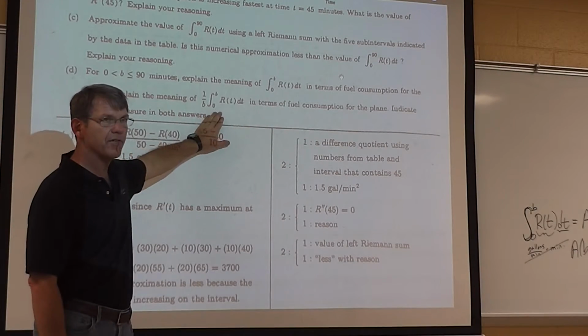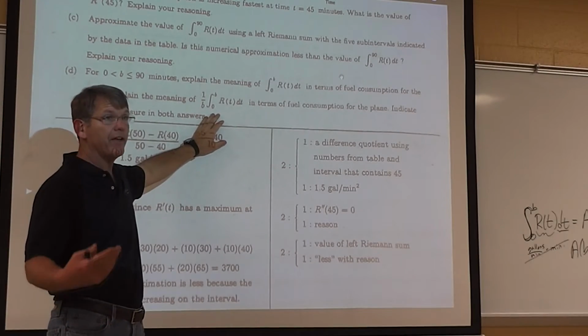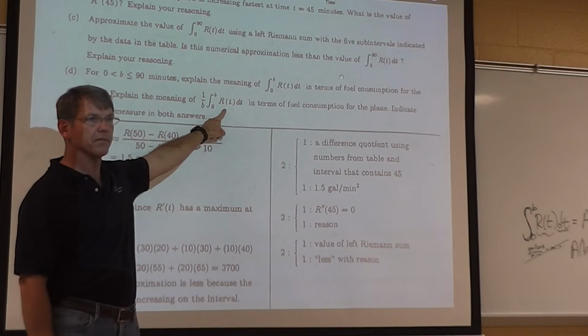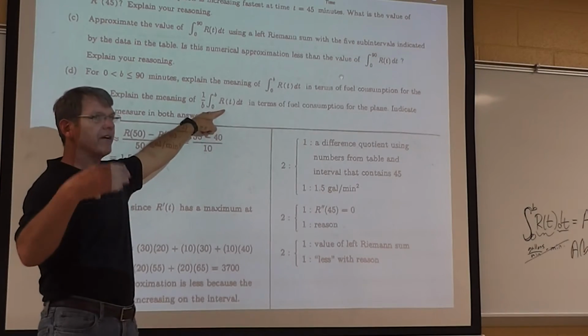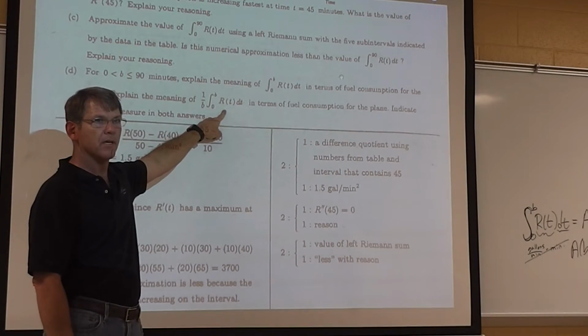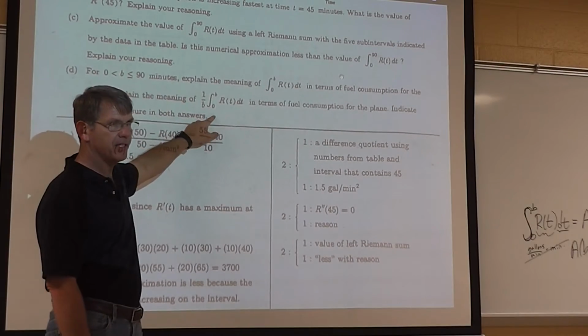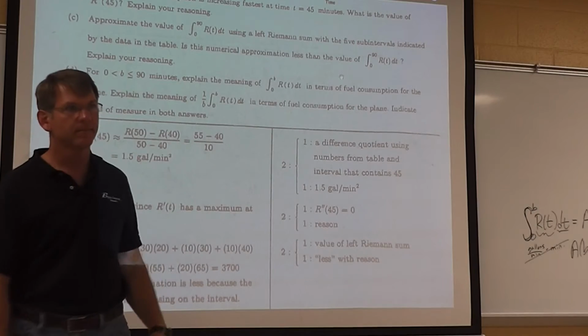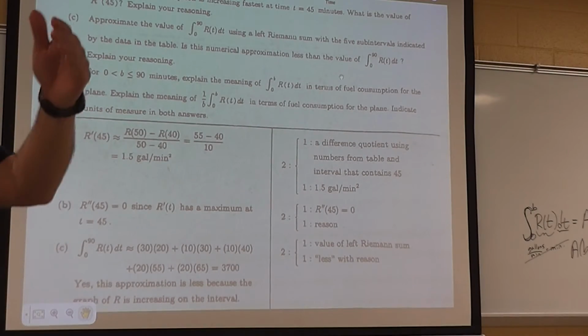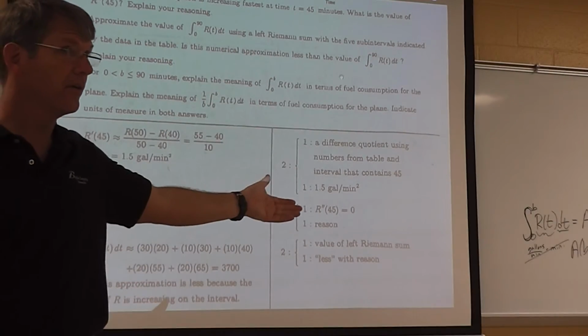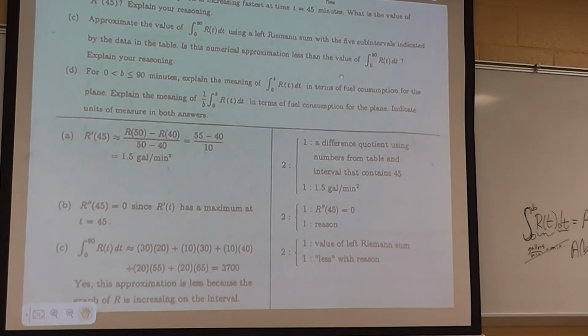This is indeed the average value of a function. Well, average value of what function? The R function. And what was R? Rate of fuel consumption. So this is going to be the average rate of fuel consumption from time t equals 0 to time t equals b, measured in what? Units. Gallons per minute. Yeah, because units had to be measured.